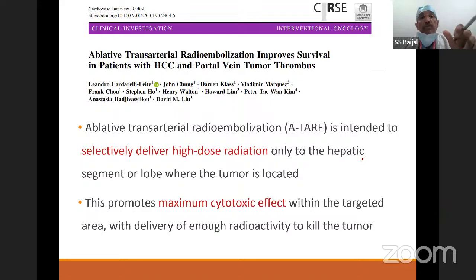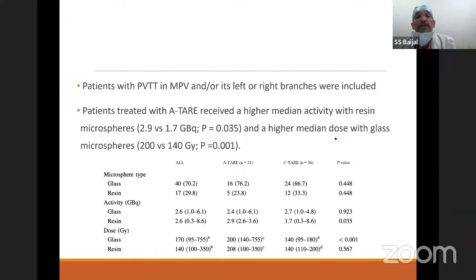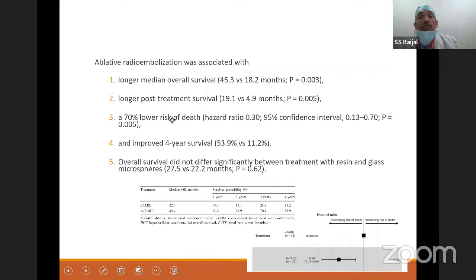obtained when the resin spheres were used, and therefore the coining of a term called ablative TARE. So high dose radiation in an ablative TARE format is actually what is going to give us the best result. Whether you use glass or resin, patients who had PVTT up to the main portal vein or right or left branches, the results would be superior if we got them to high dose. And if we look at the survival, it was 45 months compared to 18 months. Much better if we gave them higher dose of ablative SIRT versus just standard forms of SIRT.